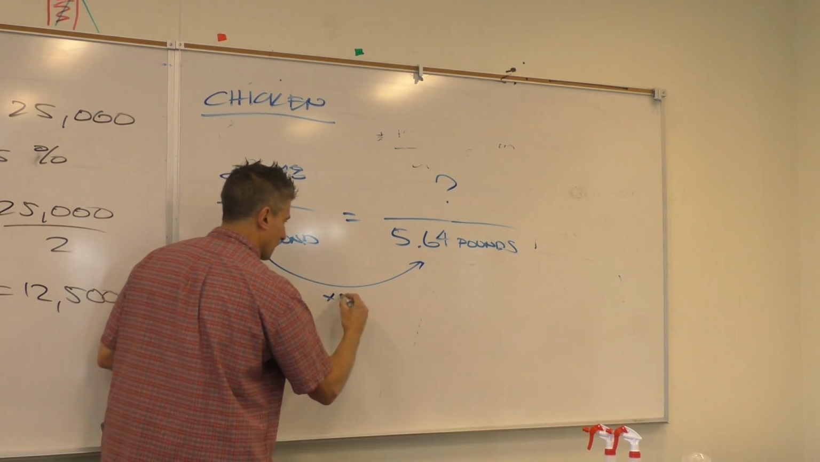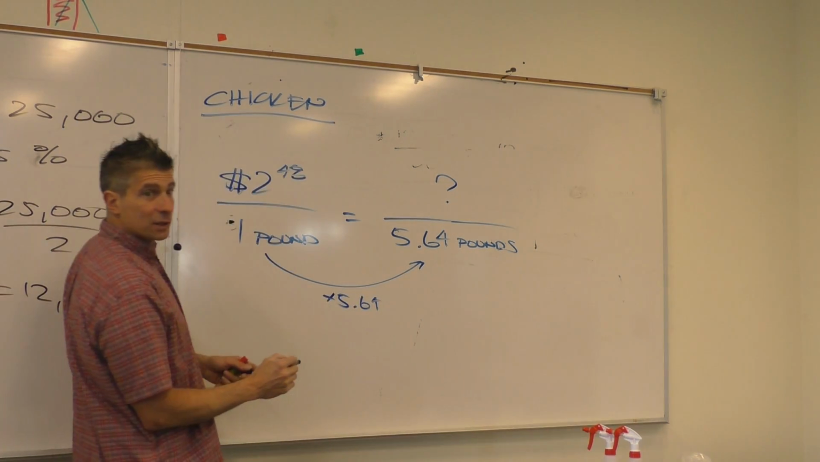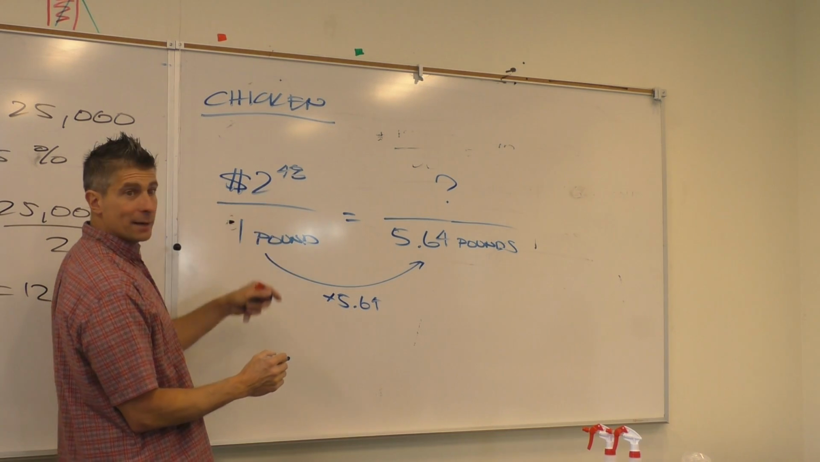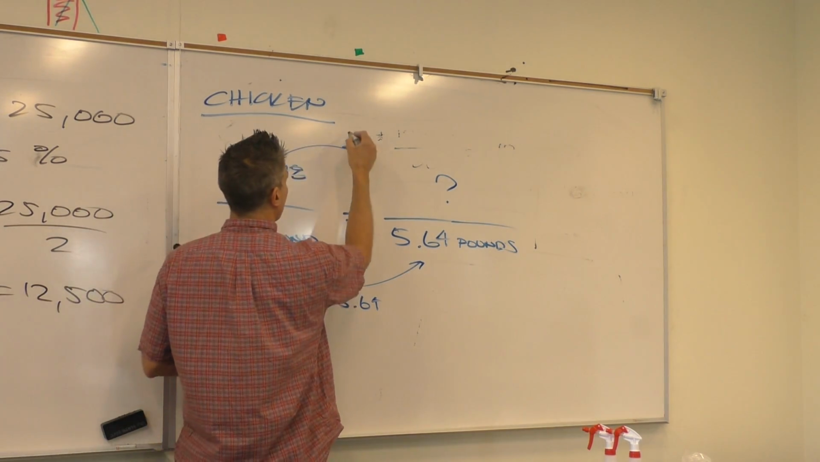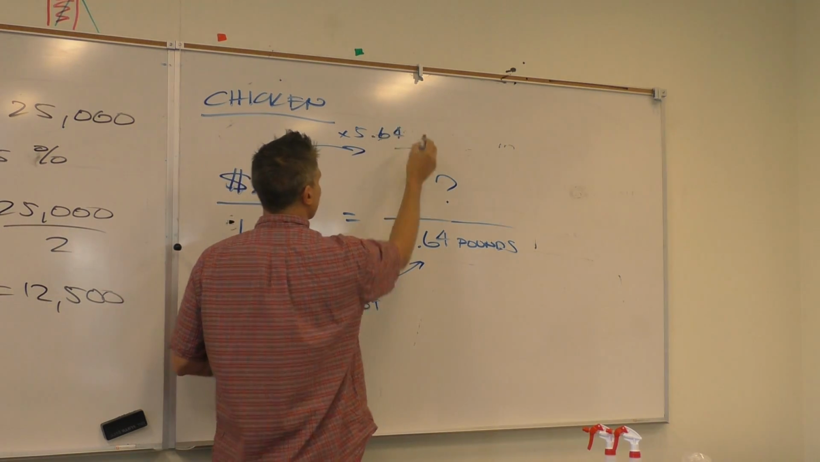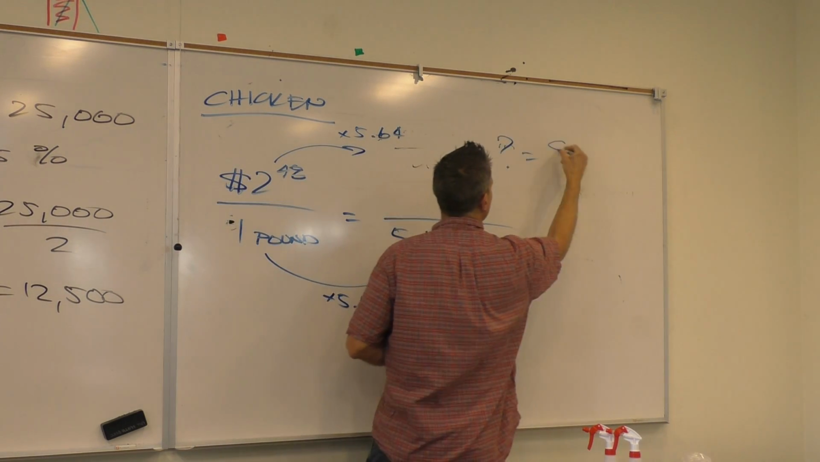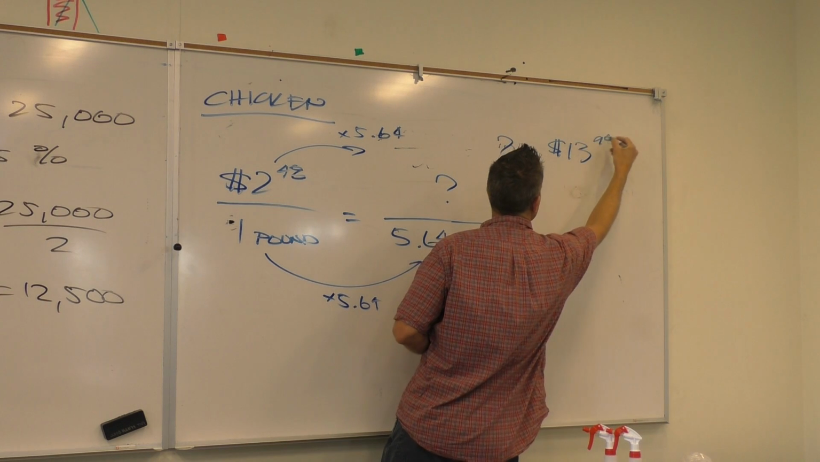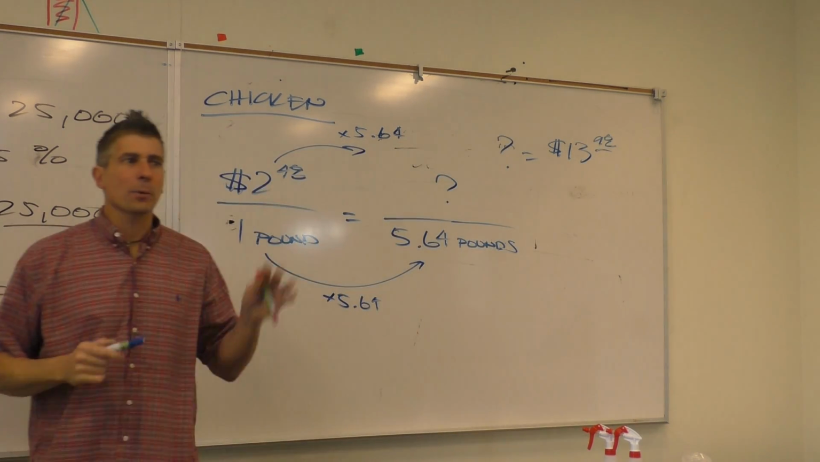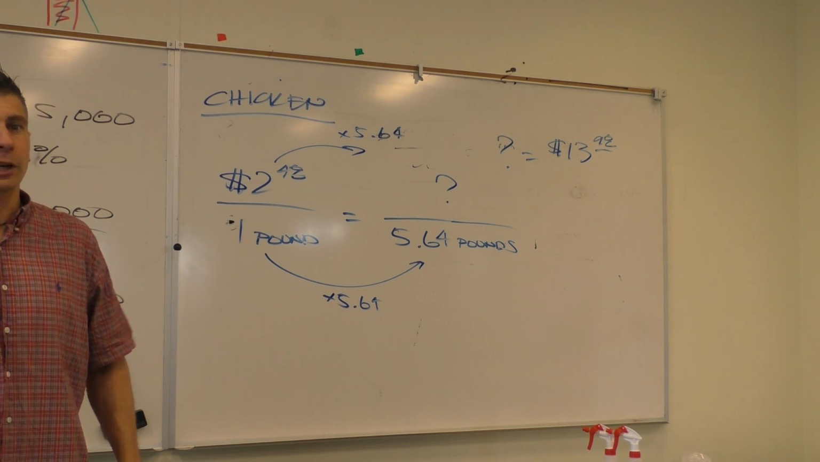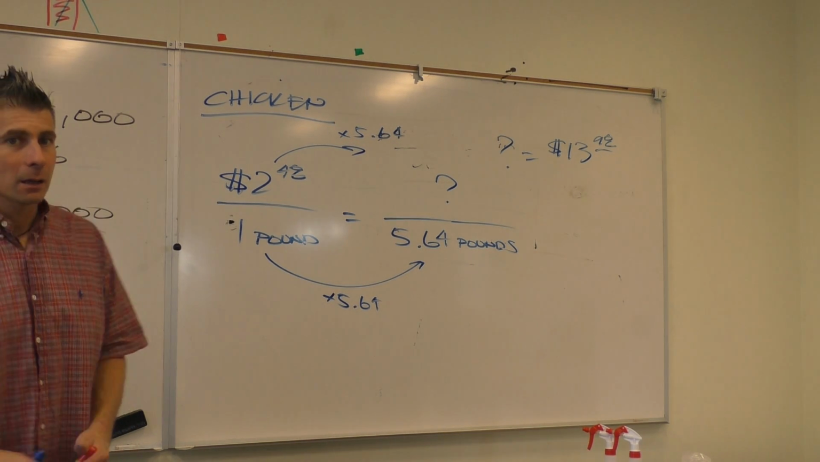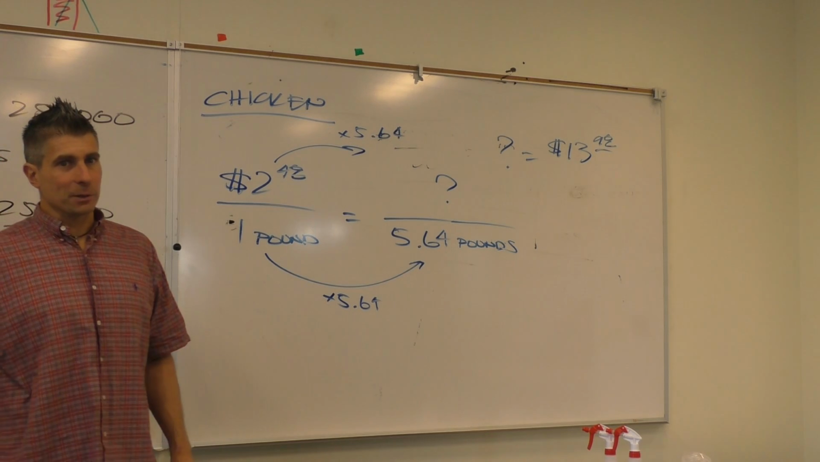5.64. So to get the total price, you'd multiply $2.48 times 5.64. To get you what? 13.98. $13.98. Notice how I brought the unit along. Why is that legit? Why did I bring the unit along? Go ahead, Nika. Because, well, that's a good answer.